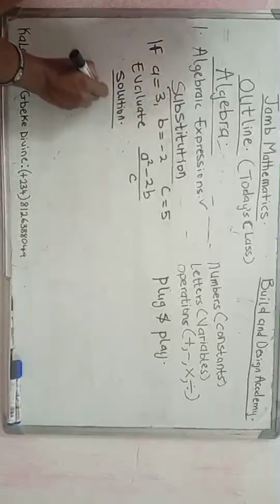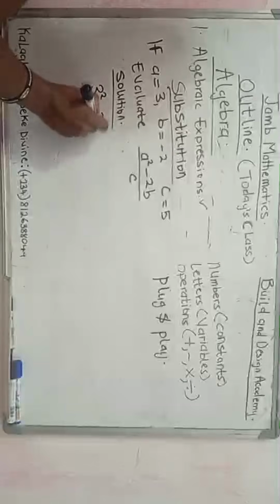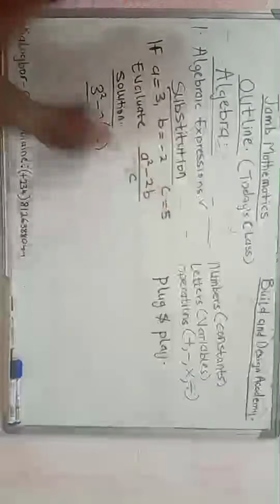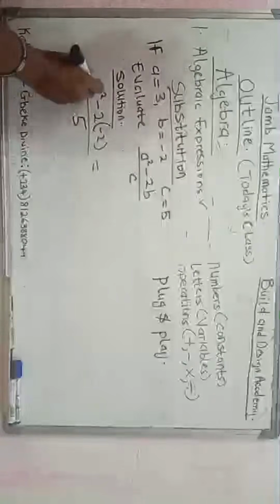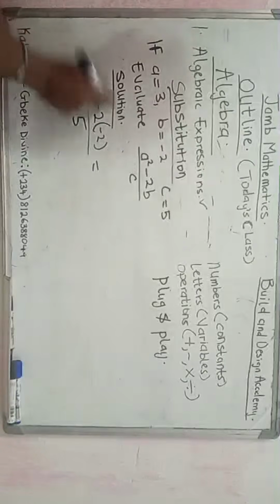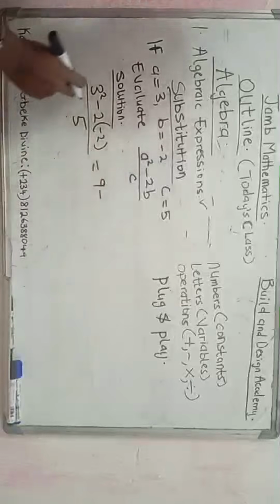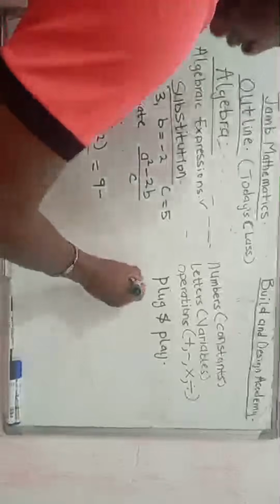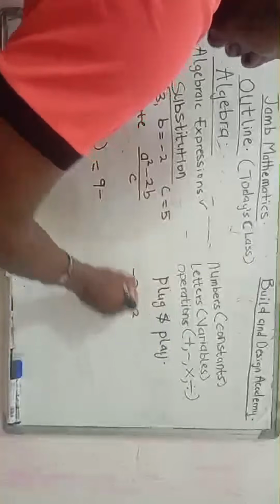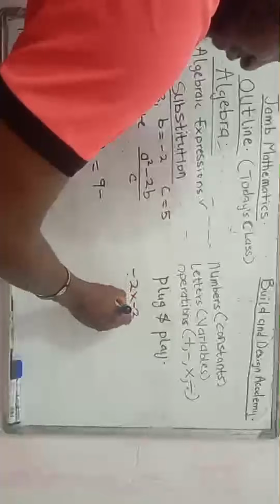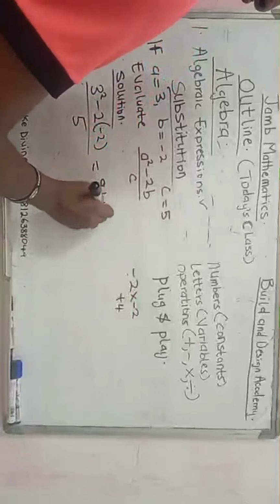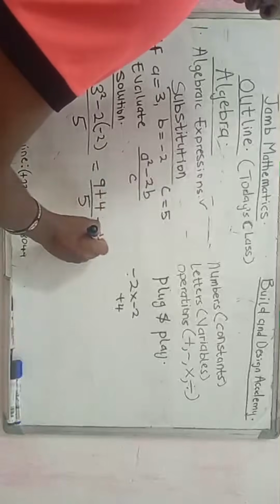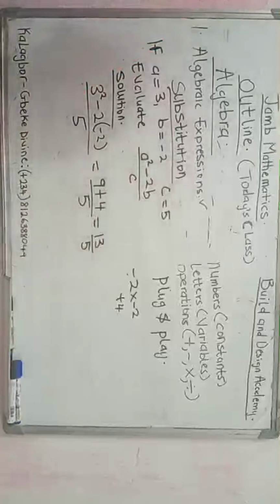So we have 3 squared minus 2. B is what? Minus 2, all over C, which is 5. 3 squared is simply 3 times 3, which will give us 9. Now, we have minus 2 times minus 2. Minus times minus will give us plus, and 2 times 2 will give us 4. So this will be plus 4 over 5. 9 plus 4 will give us 13 over 5.